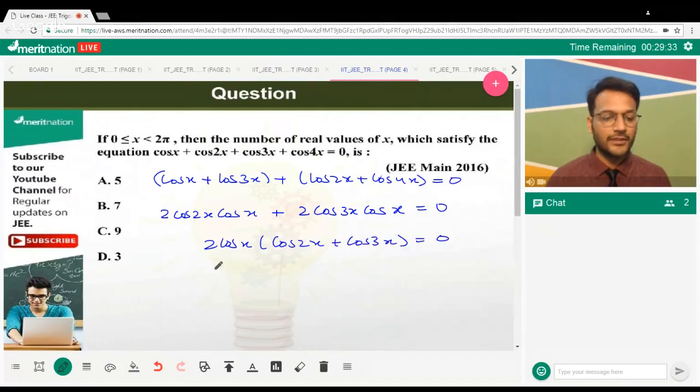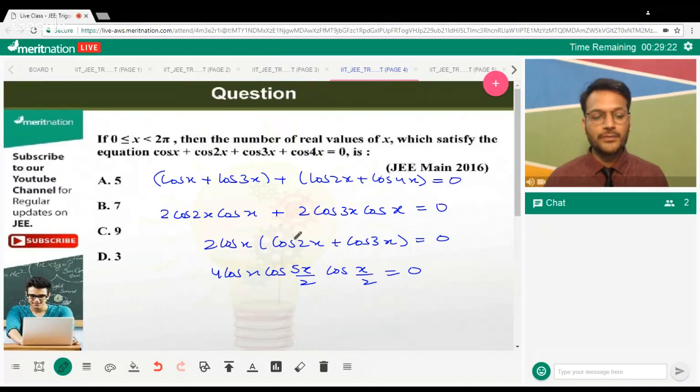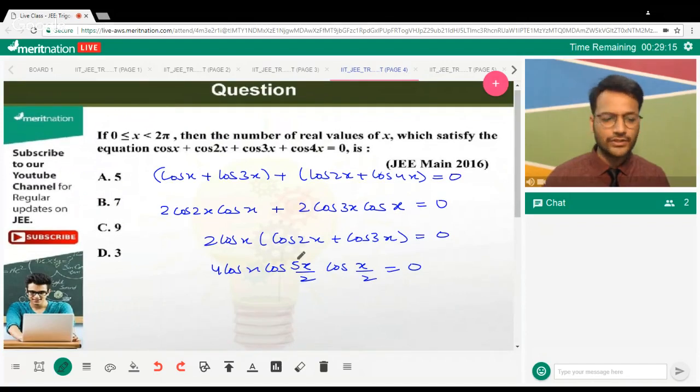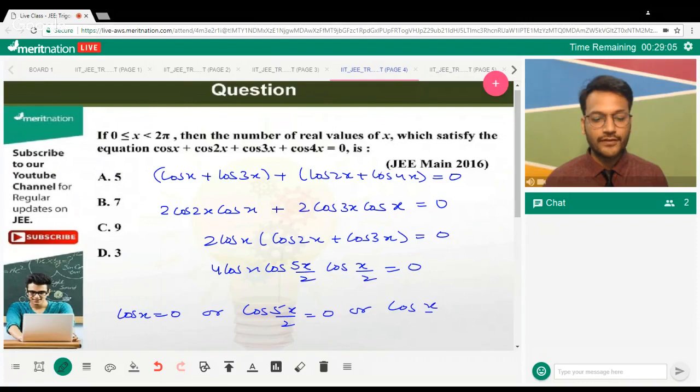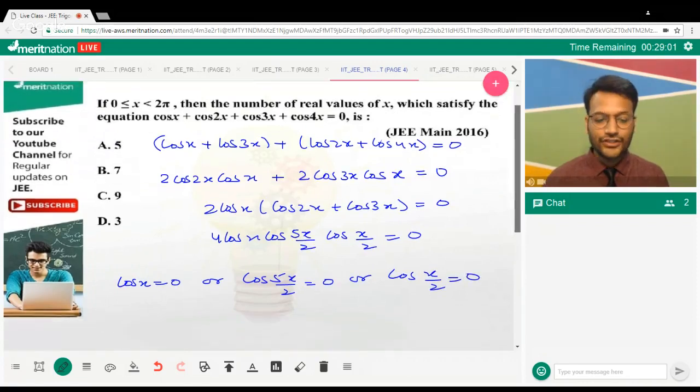Let's apply the same formula. What are we going to get? 4 cos x, and if I add these two, this will turn out to be cos of 5x by 2, cos of x by 2 is equal to 0. So basically, the product of three values is equal to 0. This can happen when either of them is equal to 0. Either cos x is equal to 0 or cos of 5x by 2 is equal to 0 or cos of x by 2 is equal to 0. So these are basically the equations which we need to solve.